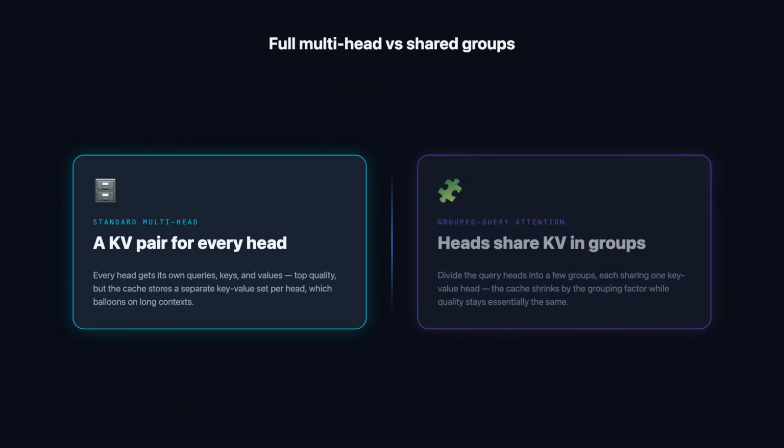The grouped variant splits the difference elegantly. Instead of one key value head per query head, it divides the query heads into a handful of groups, and every head inside a group shares a single set of keys and values. Picture 32 query heads sharing 8 key value heads. The cache shrinks by that grouping factor, while the quality stays essentially indistinguishable from full attention.